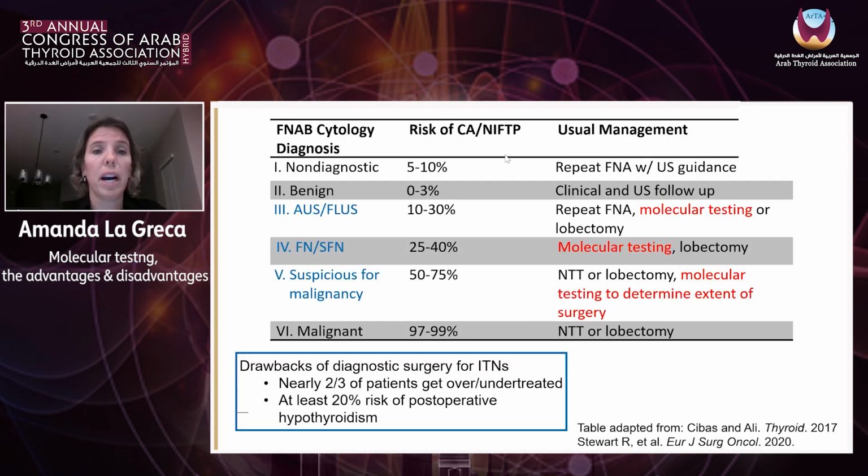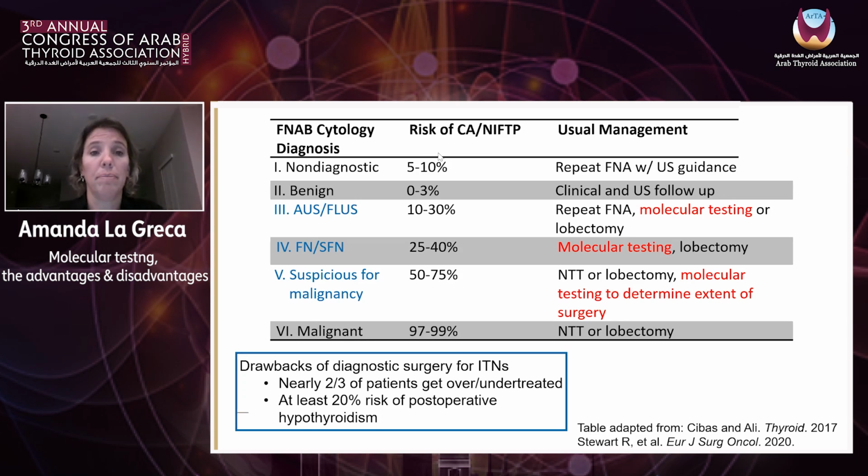So if we look at the way we inform cytology, today we use the Bethesda category, and this is the last version by Cibas et al., published in Thyroid in 2017. And in this last version, NIFTP was included. On the left, we have the risk of cancer with NIFTP, and Bethesda 1, which is considered non-diagnostic.